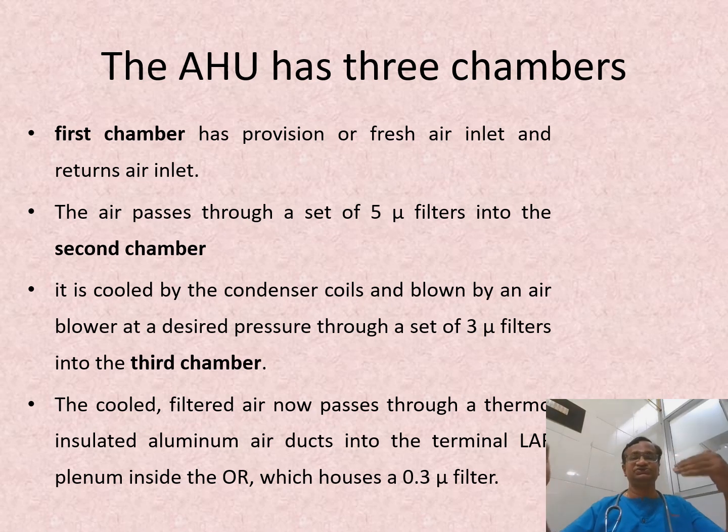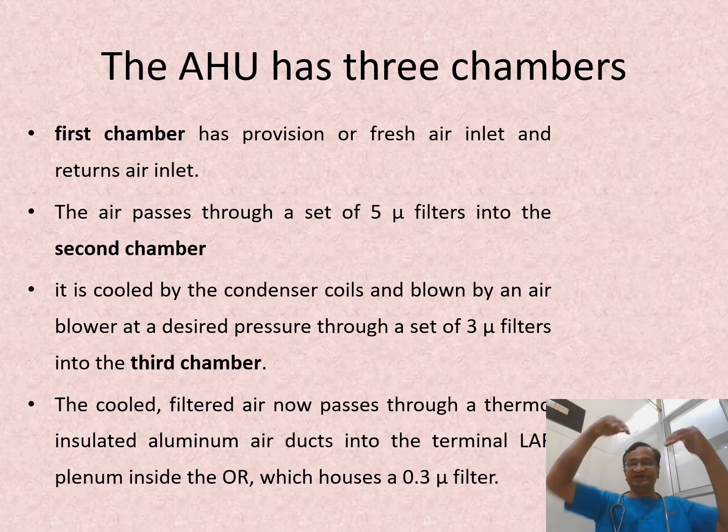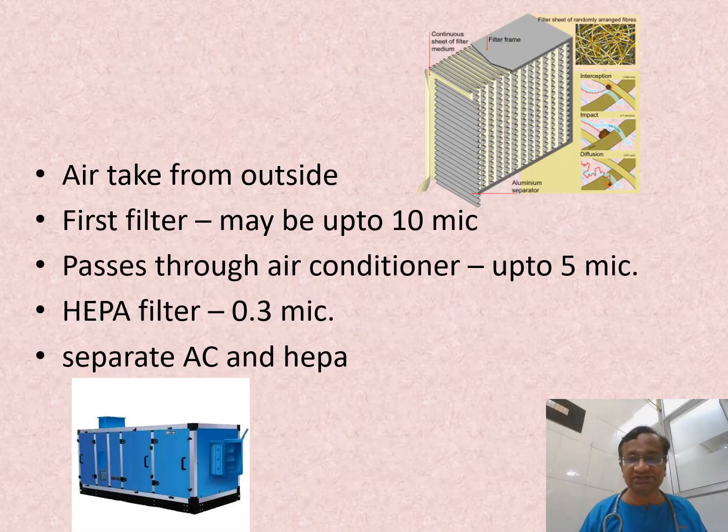Okay, this is how the AHU works. First, it passes through 5 microns, because outside air comes in, and it should be filtered. Then it goes through the condenser coils, gets into 3 microns, and then goes into the HEPA filter at 0.3 microns. So this is the AHU: air is taken from outside, first filter, second filter, HEPA filter. This is what I have told.